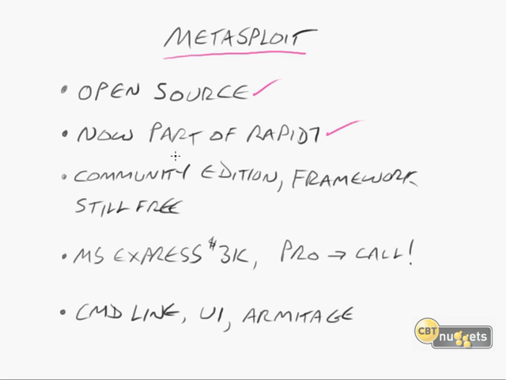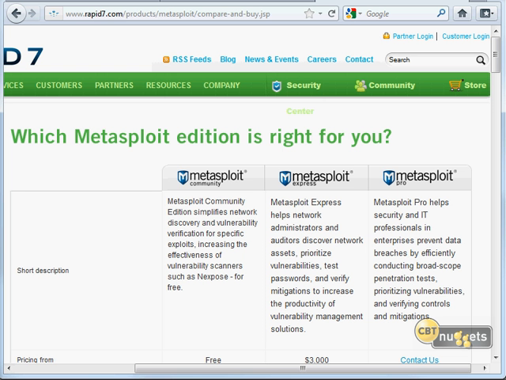But it's also now part of something called Rapid7. This is a company that we looked at earlier. They have that Nexpose product. You can now get the Metasploit Community, Metasploit Express and Metasploit Pro. Community is free, and it gives you all the basic functions of Metasploit in a UI, because at its core level, Metasploit really is a completely command line tool. If you would rather use a UI, then you would want to get one of these products.